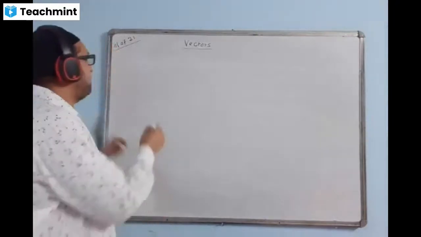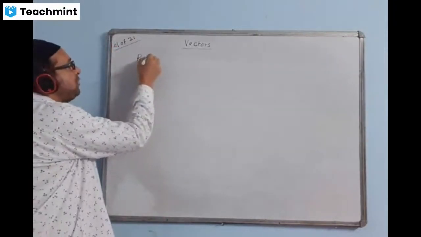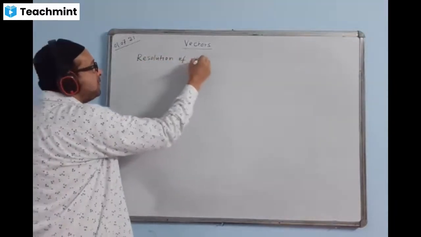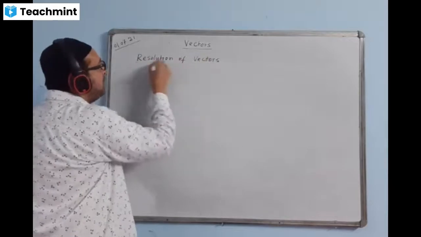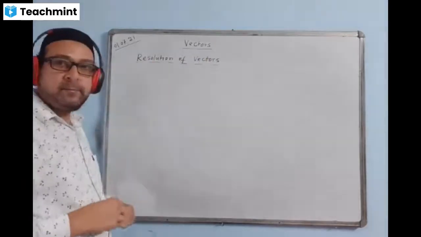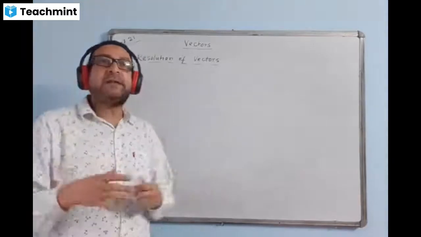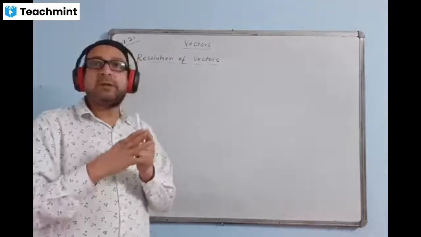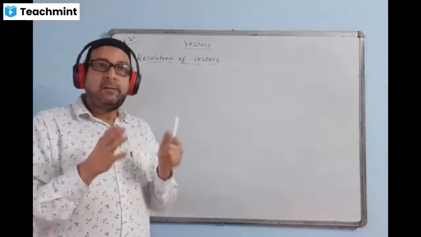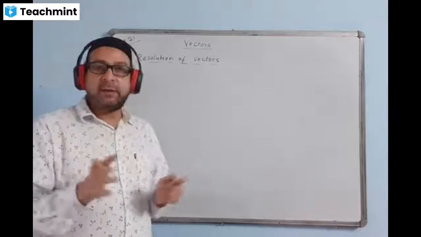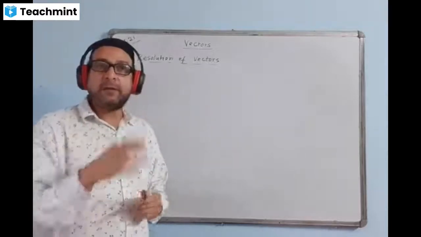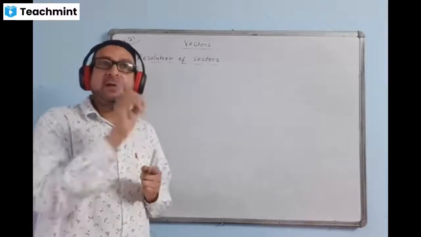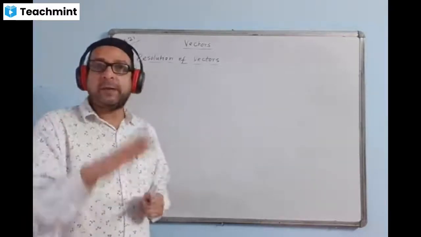Now, just give the heading here: resolution of vectors. Next topic, resolution of vectors. You learned the addition of vectors, this combination of vectors. Now, resolution is just opposite. Resolution is breaking of vectors, breaking of a vector into two parts. Two vectors we can combine into single resultant. Same way, single resultant can be broken into two parts.